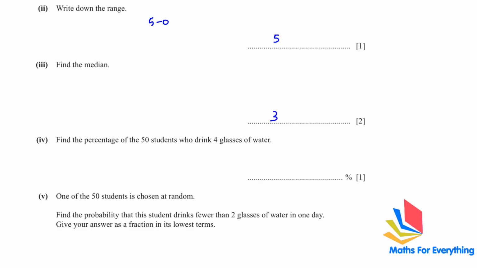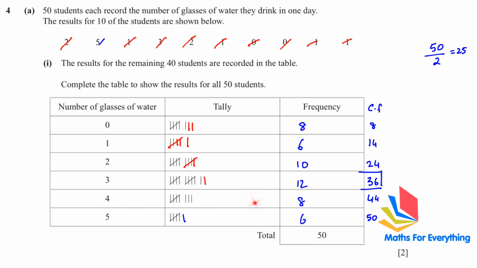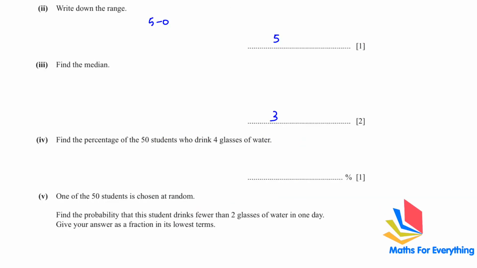Next, find the percentage of the 50 students who drink 4 glasses of water. So how many drink 4 glasses of water? 8. To find the percentage, we'll divide 8 by 50 and multiply by 100. And this will give us 16. So 16 percentage.